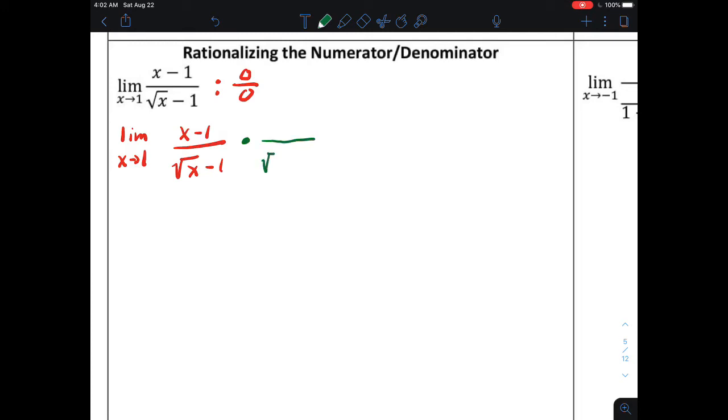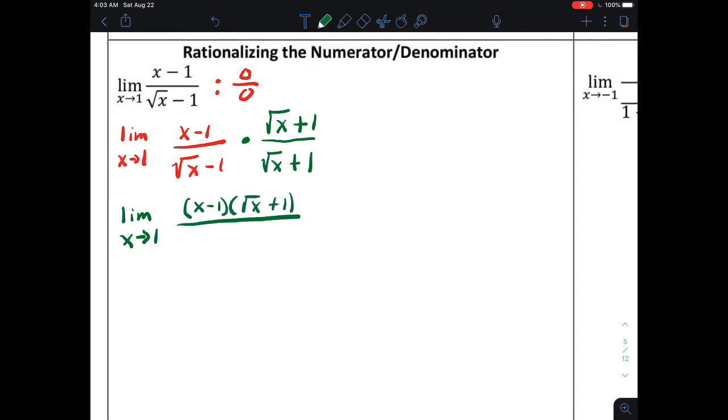So the conjugate of my denominator is going to be the square root of x plus 1. I'm going to just change the sign, from minus to plus, and I'm going to do that to both the numerator and the denominator. And once I do this, I'm going to multiply strategically, because I'm hoping to get the x minus 1 to cancel out with something, so I'm not going to FOIL out the numerator. But I am going to multiply out the denominator.